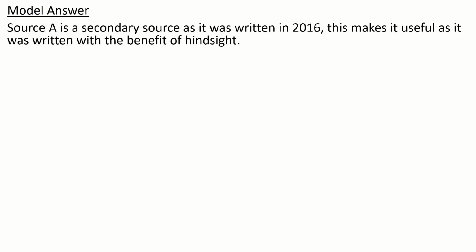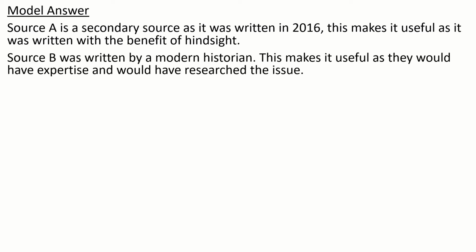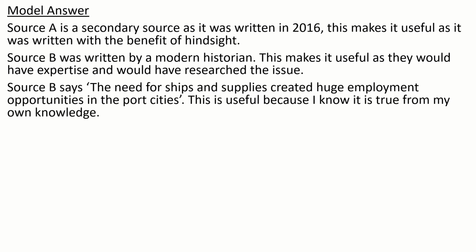So we'll start off with the time mark. Source A is a secondary source written in 2016. This makes it useful, making sure we use the word useful, as it was written with the benefit of hindsight. Source B was written by a modern historian. This makes it useful, again the keyword useful, as they would have expertise and would have researched the issue.